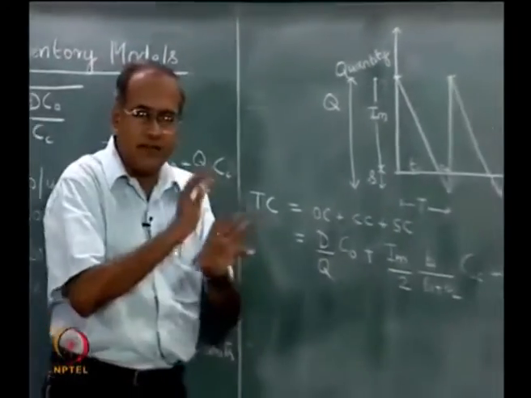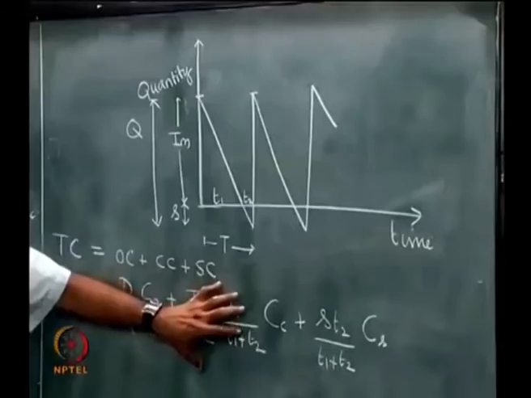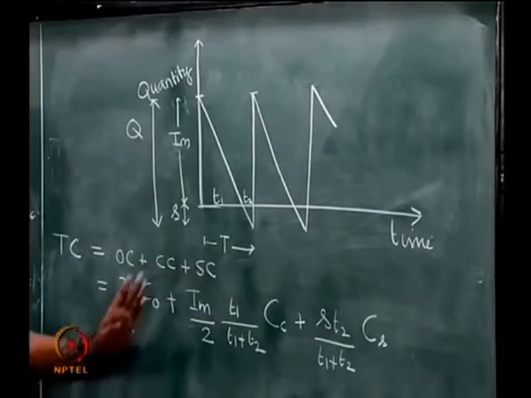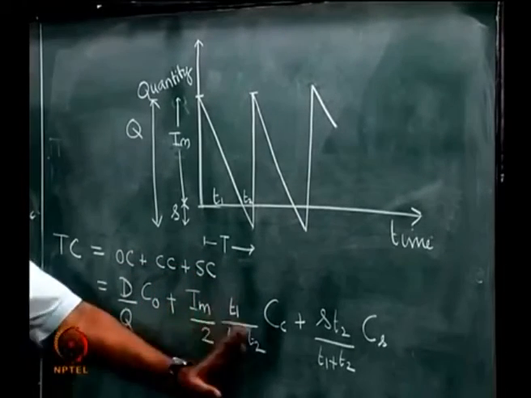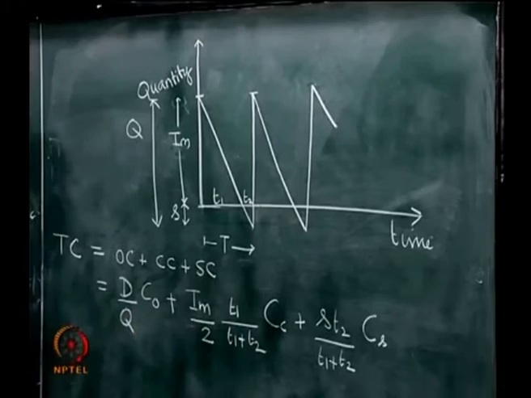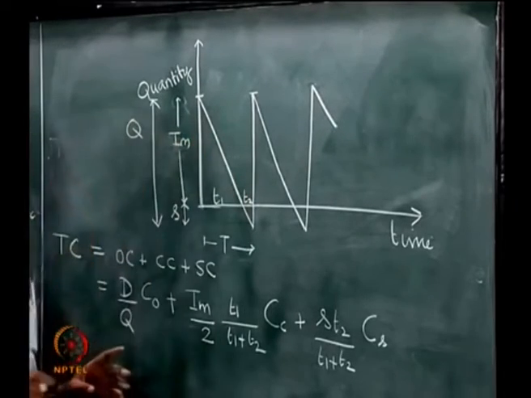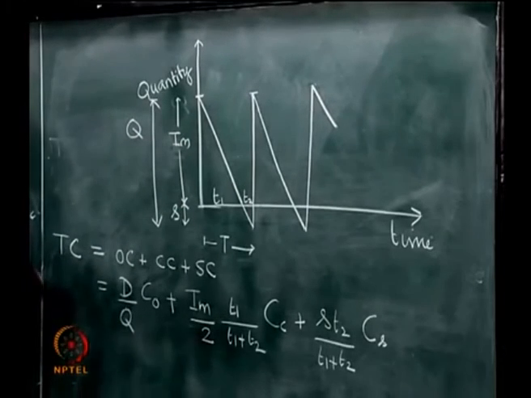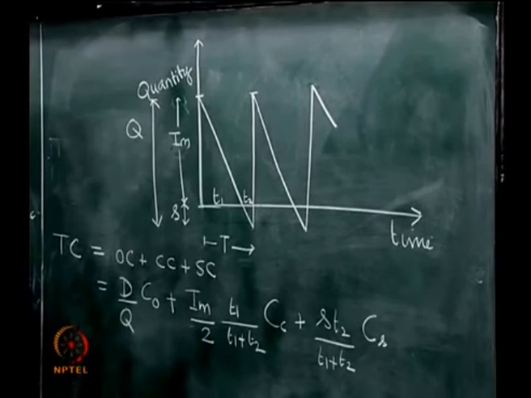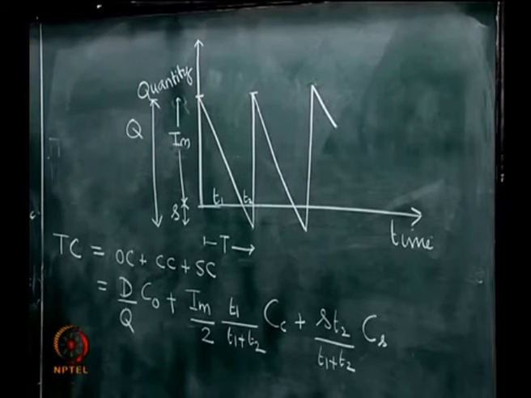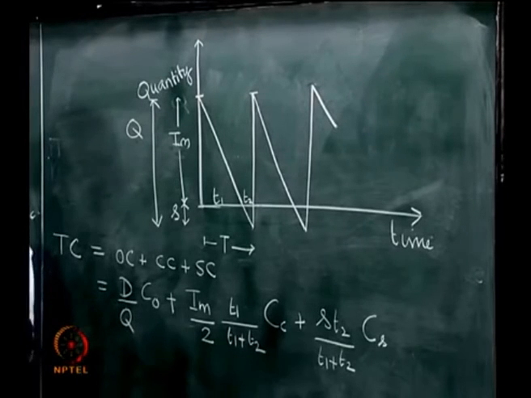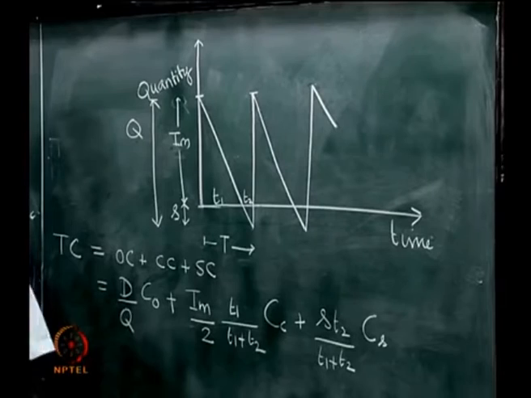Note the difference. In the earlier model, this was Q by 2 into CC. Now it is IM into T1 by 2, divided by T1 plus T2 and so on. Basic motivation is that if you take a cycle, part of the cycle which is T1 is the time where we hold inventory, and the remaining part of the cycle which is T2 is where the back order is there.